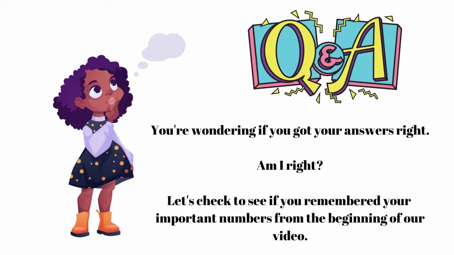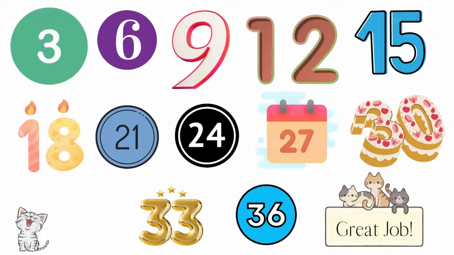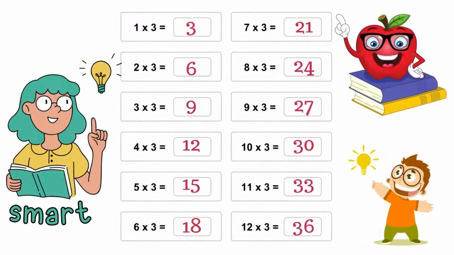Question and answers. If you're wondering if you got your answers right, am I right? Let's check to see if you remembered the important numbers from the beginning of our video. 3, 6, 9, 12, 15, 18, 21, 24, 27, 30, 33, and 36. Great job.